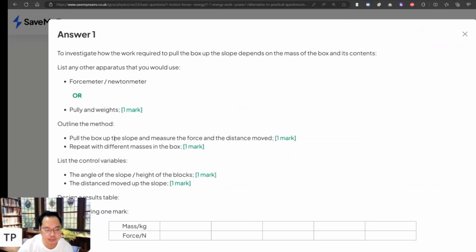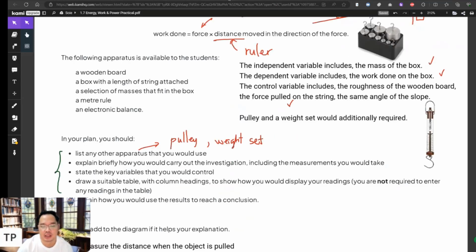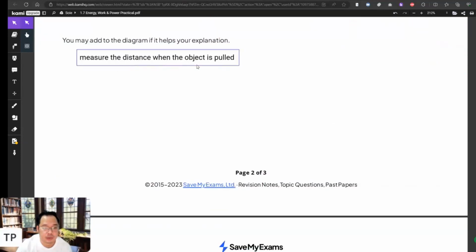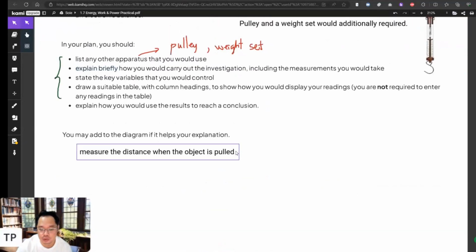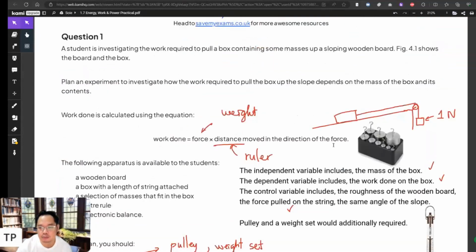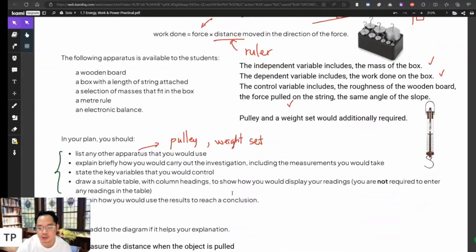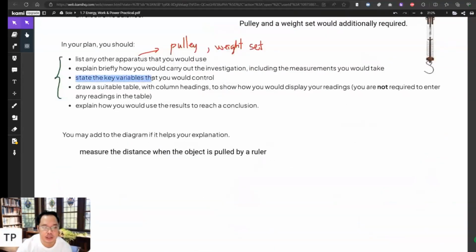The method is outlined by two main ideas like this. Pull the box up the slope and measure the force and the distance moved. But they didn't say specifically how to measure the distance. Because it is a brief description. Okay, explain briefly. Measure the distance and the force. Measure distance when the object is pulled by a ruler or some marked positions on the board, on the slope.